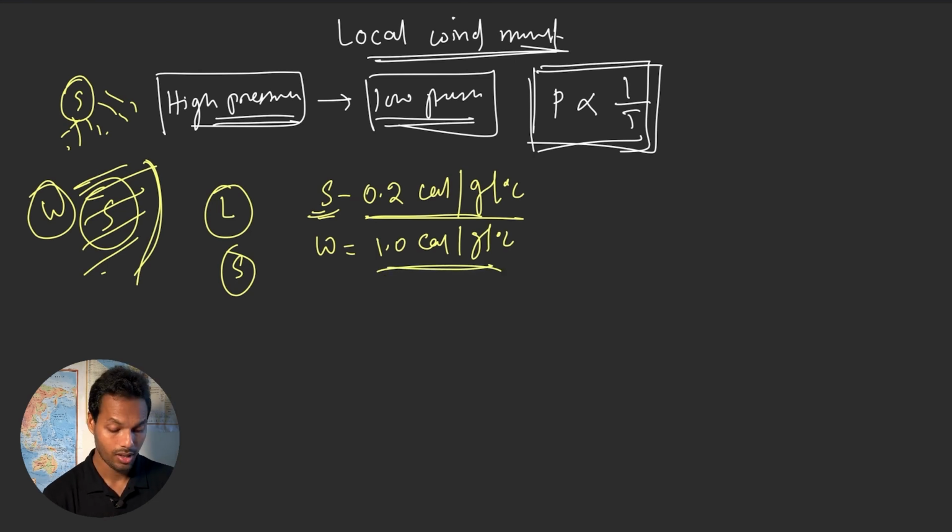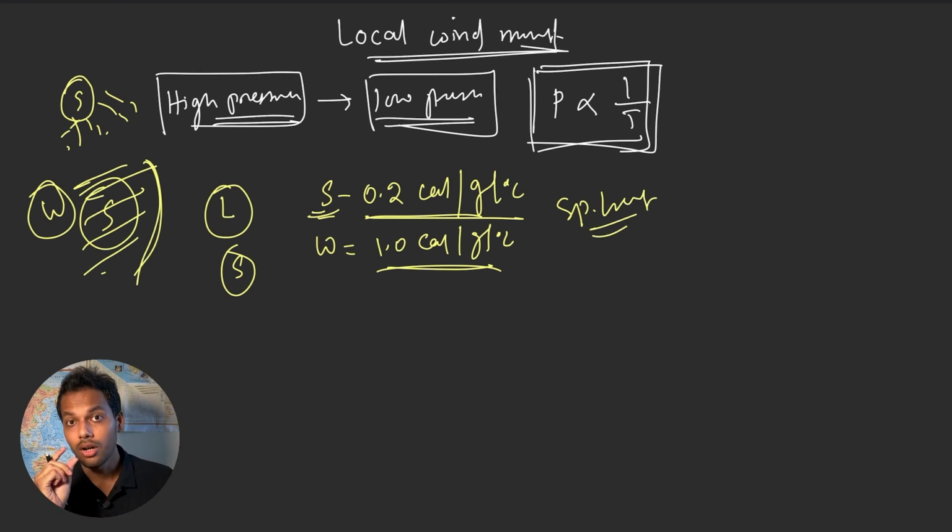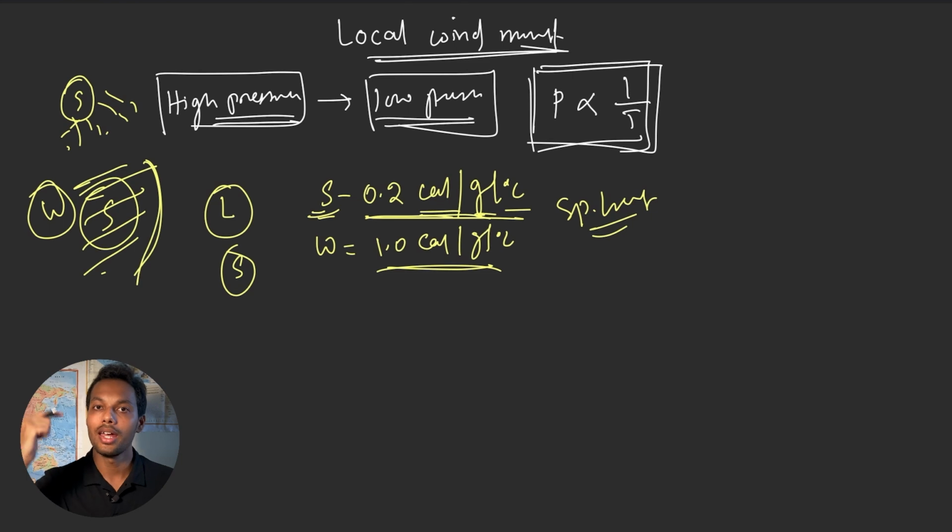Now what does it mean? Specific heat means the calories of energy required to increase 1 gram of a substance by 1 degree Celsius. And this specific heat is 0.2 for soil and 1 for water. That means 0.2 calorie is needed to raise 1 gram of soil by 1 degree Celsius, whereas 1 calorie of energy is needed to raise 1 gram of water by 1 degree Celsius. That means water requires 5 times higher energy than soil to warm up 1 degree Celsius.